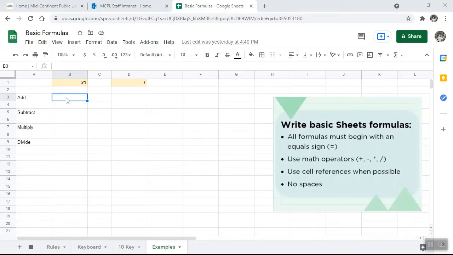Now let's look at these examples, and you can see that in B1 I've added a 21 and in D1 I've added 7. On the right I have a reminder of our basic rules as we write our formulas, so please refer to those if you would like to. And let's start in B3 and add those two cells. So we'll start with an equal sign.